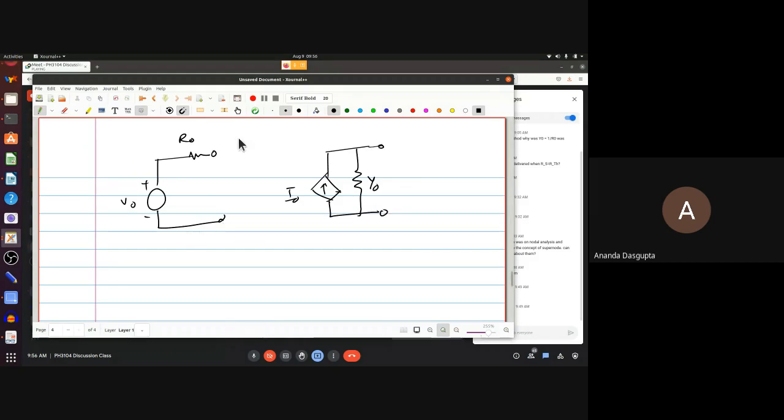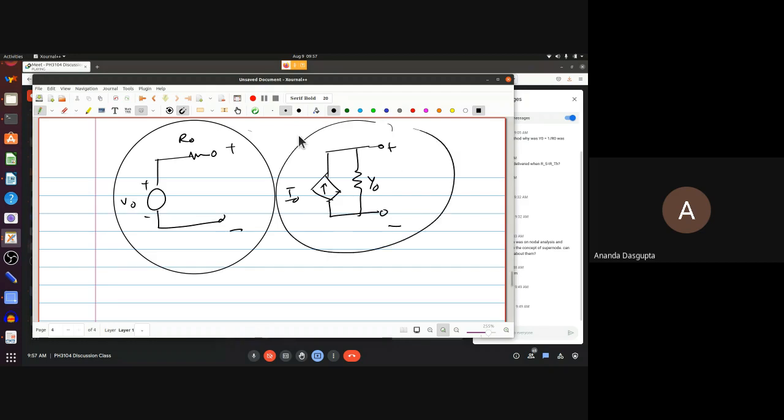Okay. Now, why do you have to do that? First question is, why would you have to do this? The answer is, it depends on what your application is. Especially if you're using Norton's method, you should not have voltage sources inside, for reasons I explained. So you need to replace the voltage source by a current source.